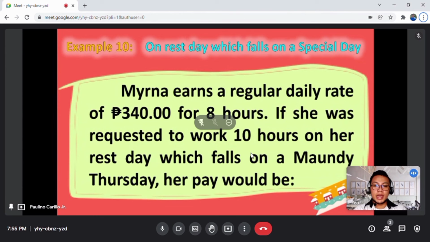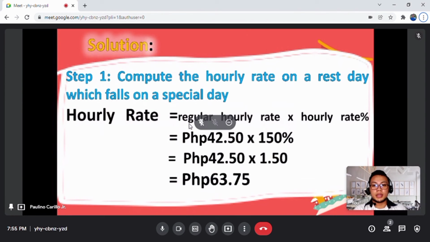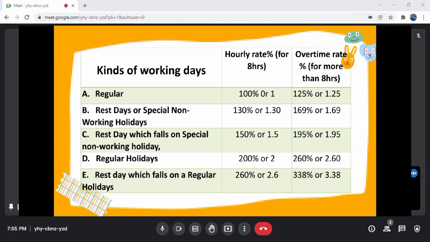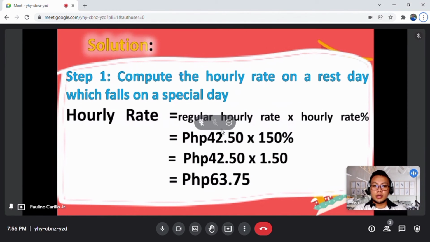How are we going to solve that? For example, Myrna is requested to work during her rest day which falls on a special non-working holiday, and what would be her total pay? First thing to do is to solve for the hourly rate. Again, regular hourly rate times hourly rate percentage from the table. Okay, let us focus on this one. A rest day which falls on a special non-working holiday has an hourly rate of 150%. Now, her regular hourly rate is 42 pesos and 50 centavos if it is not a holiday or her rest day. It is multiplied by 150% for her hourly rate during a rest day which falls on the special day. Then, using our calculator, we'll get a product of 63.75 pesos. This number is now her hourly rate during her rest day which falls on a special day.